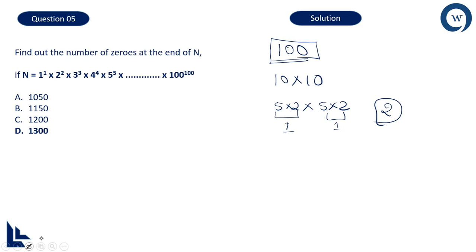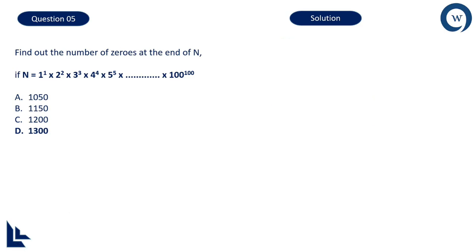In this case, it's a very huge number: 1 power 1, 2 power 2, 3 power 3, 4 power 4, 5 power 5, all the way till 100 power 100. How many 5 into 2 combinations are there? Counting it manually will be a tedious task, right? And that's the reason I'm doing it like this. Tell me, in this sequence of natural numbers 1, 2, 3, 4, 5 all the way till 100, will the number of 2's be more or the number of 5's?